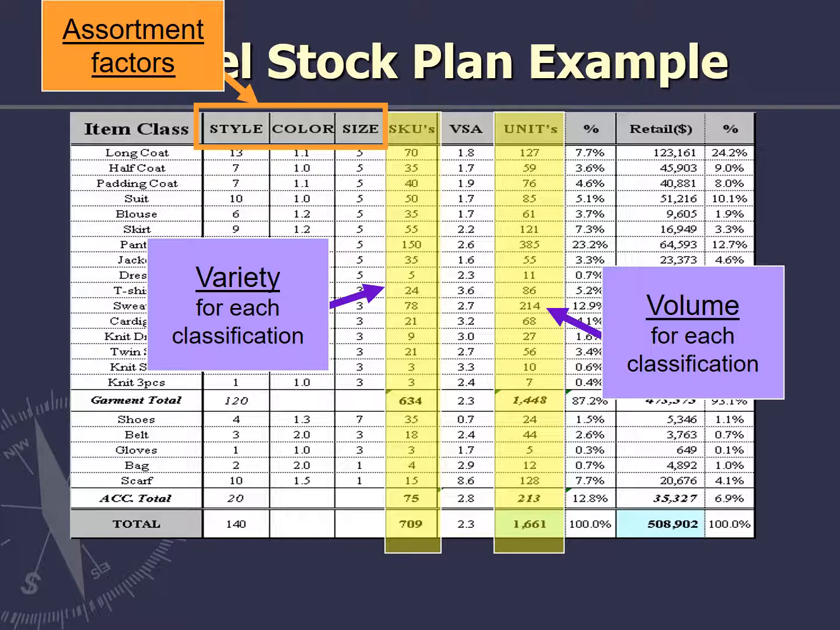And the units column shows the volume for each classification. The way this volume, or the number of units, was calculated for each classification was using the top-down approach, which starts from the open to buy dollar amount, and knowing the ARP, average retail price, you can divide the open to buy by ARP to calculate your number of units. Although this chart itself doesn't show the ARP, that was used to come up with this number of units. The retail column is the open to buy at retail.